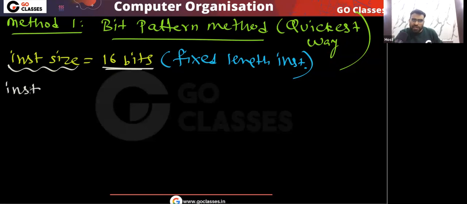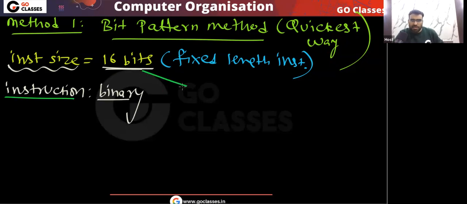Every instruction is binary, that you already know. Every instruction, what is that? That is a sequence of 0, 1. Inside your computer, everything is binary. So remember, instruction is also binary. Now you have a 16-bit instruction.